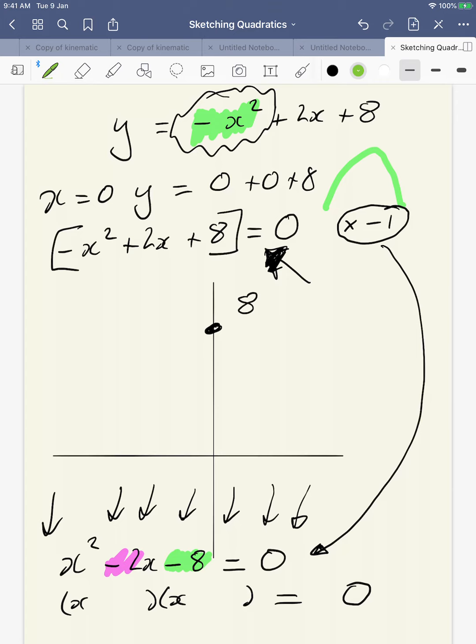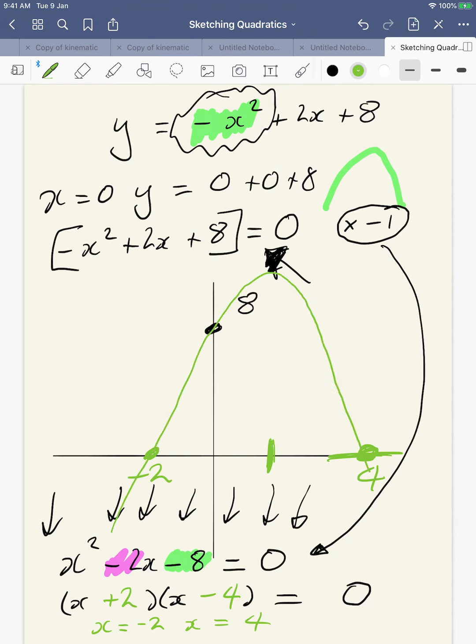4 times 2 is 8, so I think it's -4 times +2. So -4 and +2. So here I've got final answers. X is -2 and x equals 4. So x equals 4 is here. There's 4. X equals -2 is here. And again, it's not to scale, but can you see that halfway between them, roughly, is going to be about here. So therefore, this parabola is going to do this. It's going to keep going up past a height of 8 and back down again, okay?